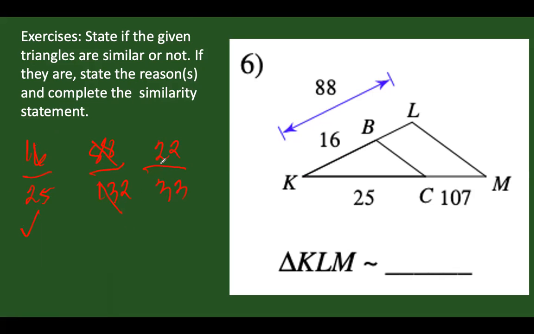22 over 33. And we can still simplify this. This is equal to, by 11, 2 over 3. And this is 16 over 25, which is 4 and 5. So 16 over 25 is not equal to 2/3. So therefore, these two triangles are not proportional.